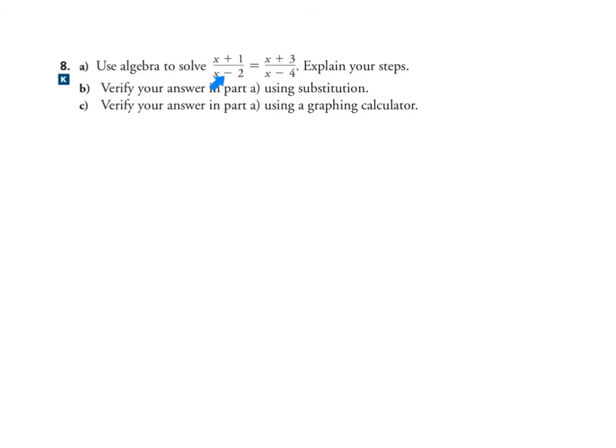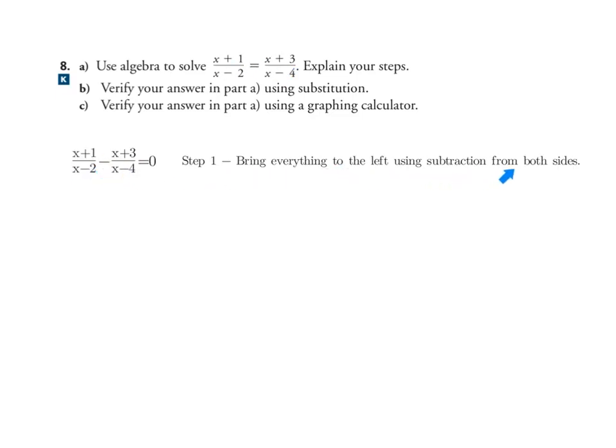All right, I really don't feel like there's much different here, but I'll do one more of these. So solve this, explain my steps. Step 1, bring everything to the left side using subtraction from both sides. So you're going to subtract x plus 3 over x minus 4 from both sides. On the right, you're just going to get 0. It's gone. And on the left, you're going to get that.